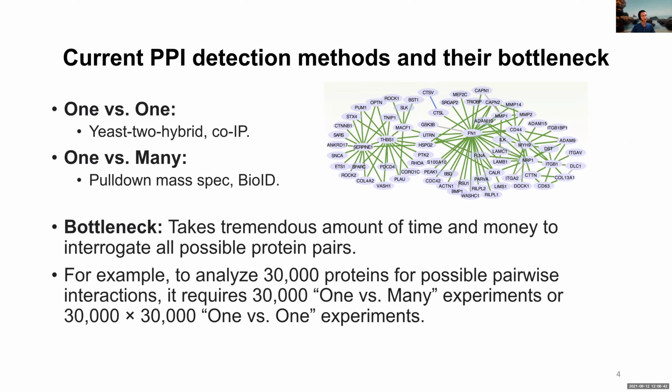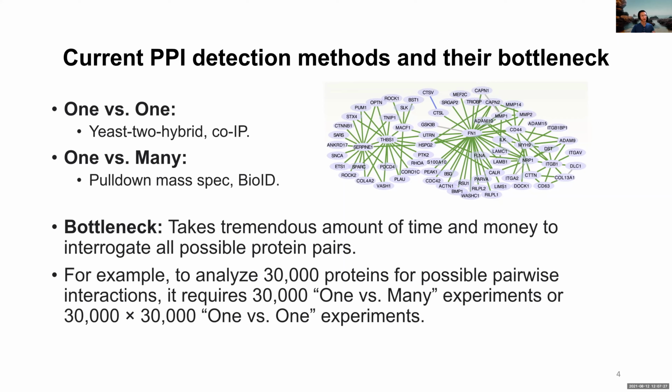Another class of methods are 1-to-many. That would be able to identify all the interaction partners or nearly all the interaction partners for one center protein. This class of methods includes pull-down mass spec and BioID and other methods. These types of methods in one experiment would identify all the interactions that are centered at one protein. On the network figure on the right-hand side, if we were to take the SERPINE1 node, for example, all the edges connected to SERPINE1 supposedly would be able to be revealed by a 1-to-many method.